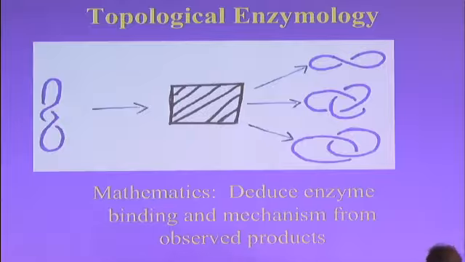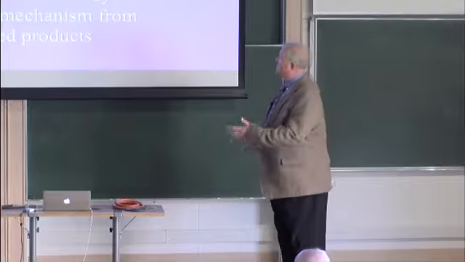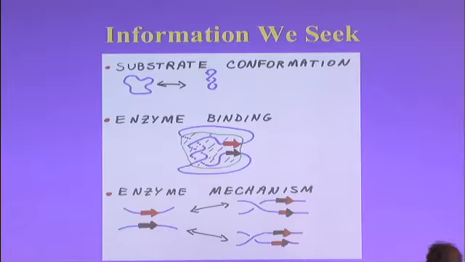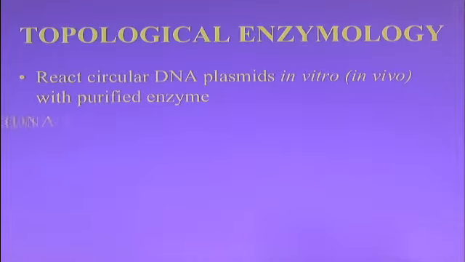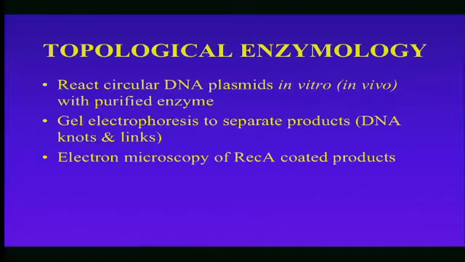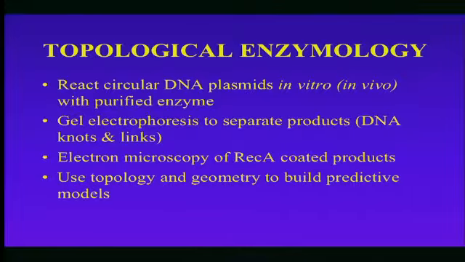And by observing the change in geometry and/or topology, the idea is to use mathematics to deduce enzyme binding and mechanism. So you'd like to figure out how the enzyme binds here. Are there some supercoils trapped? What happens when, say, recombination takes place? So that's the kind of game we want to play. And so you react circular DNA, you do electrophoresis to fractionate the products, you do electron microscopy, and finally, you use some mathematics. So these first 3 steps take postdoc years.